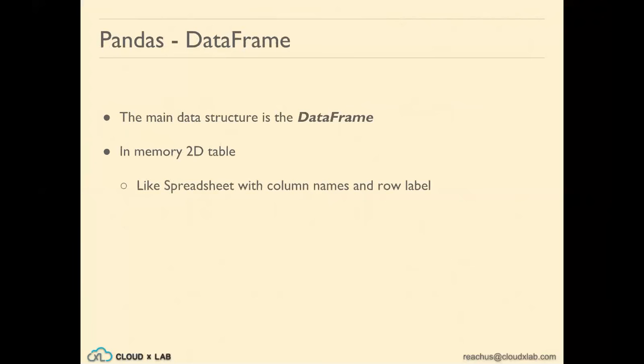The main data structure of pandas is the data frame. It is an in-memory two-dimensional table. It is like a spreadsheet with column names and row labels. Here it is not like numpy. In numpy, all the elements in the whole matrix or array have to be of the same data type. Here, that's not the case. We'll understand the differences as we go ahead.